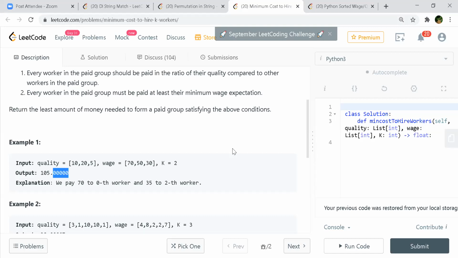But if you do it the other way, for the one with quality 20, the wage is 50, right? If you pay 50, then based on that ratio you would pay 1/4 of 50 to the second worker. But that would be less than 30. Then can we just not take the minimum wage 30 in that case? No, we have to strictly follow this ratio, as per the first point.